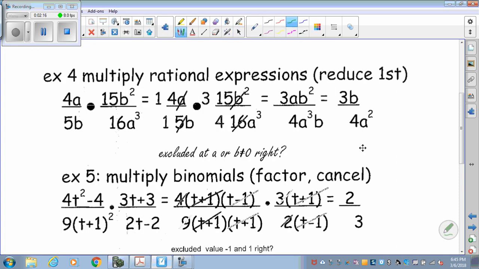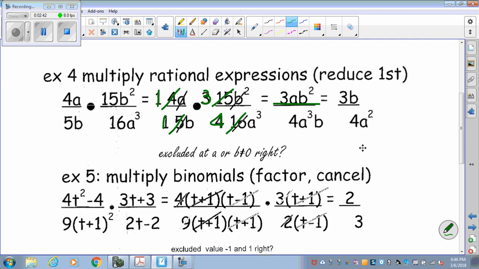So this number divided out. Notice I could say 4 divided by 4 is 1, 16 divided by 4 is 4, and then 5 divided by 5 is 1, and 15 divided by 5 is 3. And so that gives me 3/4. That's all that's left here. It's my 3/4.